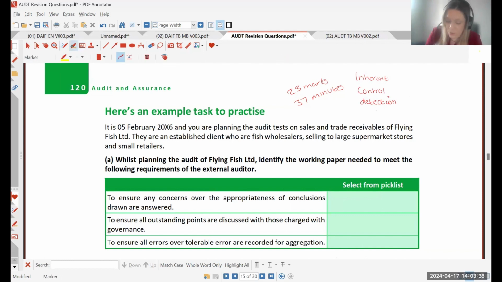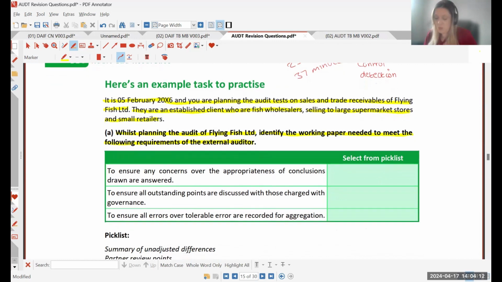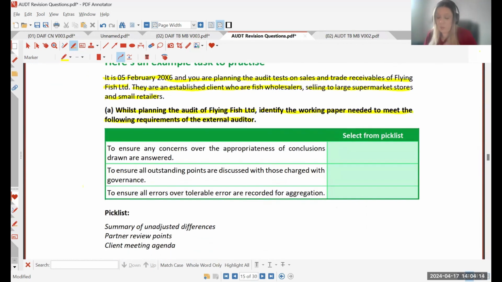So part A tells us it is the 5th of February X6, and you are planning the audit tests on sales and trade receivables of Flying Fish Limited. This is the company throughout this task. They are an established client who are fish wholesalers, selling to large supermarket stores and small retailers. Whilst planning the audit of Flying Fish Limited, identify the working paper needed to meet the following requirements of the external auditor. Okay, really important then that we know which working papers are going to be needed for which area.